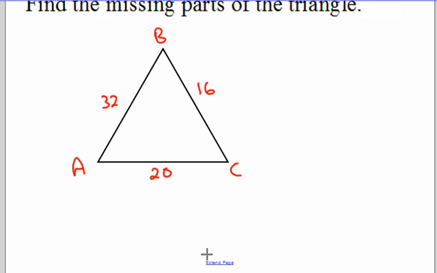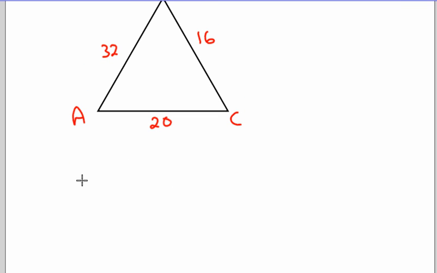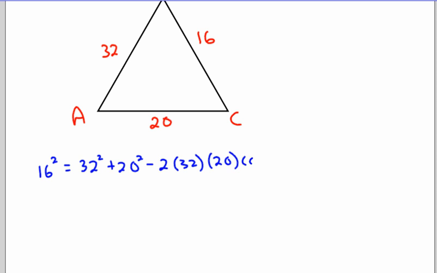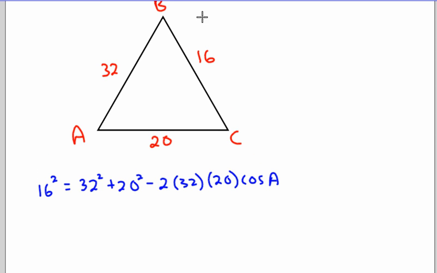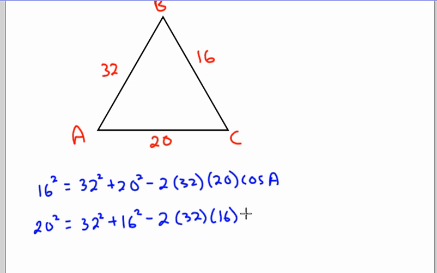Since A is across from 16, I would make 16 squared the side by itself. That should equal 32 squared plus 20 squared, and then minus 2 times 32 times 20 times the cosine of angle A. While I'm at it, before I start typing in my calculator, I'll find all of them. Say I want to find angle B, then I would put the 20 on the side and square it, and that would equal 32 squared plus 16 squared minus 2 times 32 times 16 times the cosine of angle B.